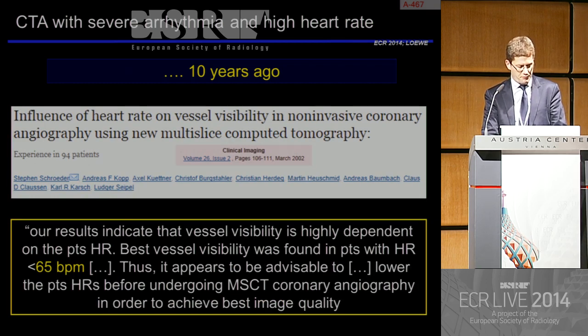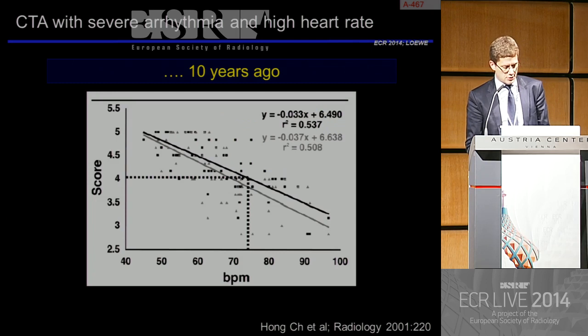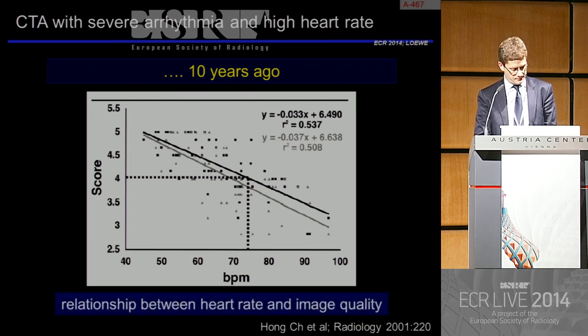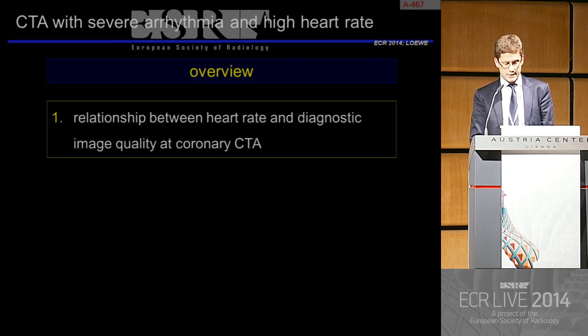You can find a lot of papers from these times coming to the same conclusion. We need a heart rate below 65 beats per minute to be able to image the coronary arteries without severe artifacts and to end up with a good diagnostic accuracy. This graph demonstrates the strong relationship between the heart rate and the image quality. The higher the heart rate, the lower the image quality will be, and the higher the number of non-accessible segments will be.